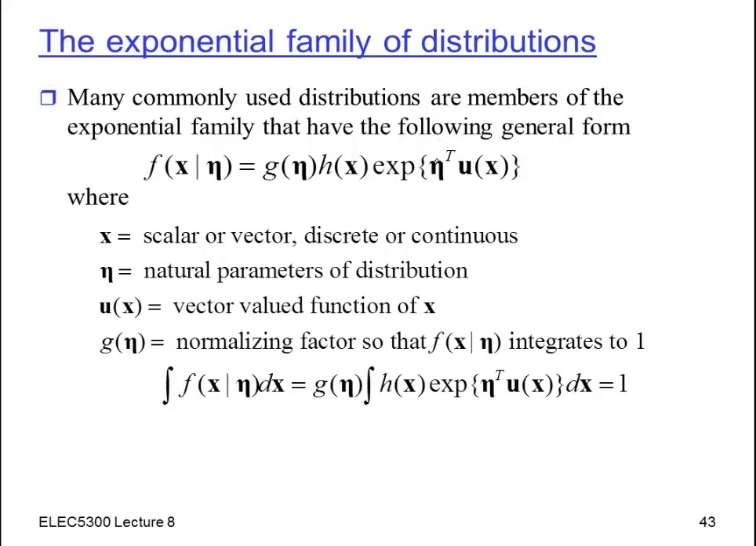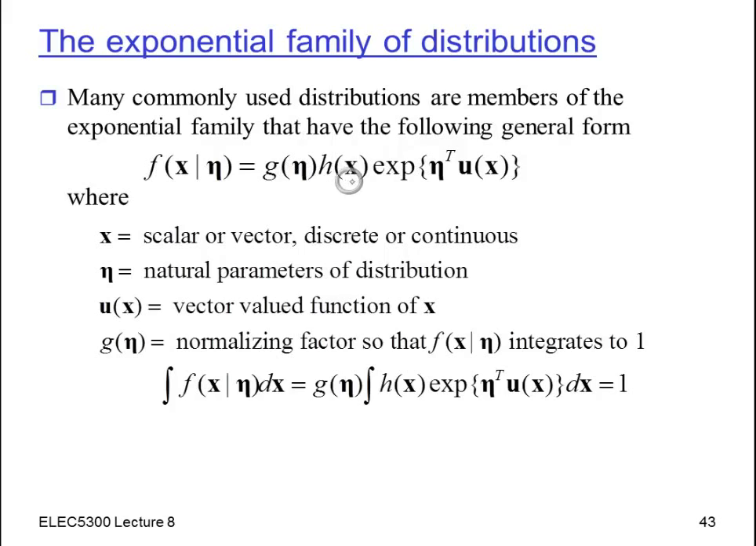The important parameters are these parameters eta here. These are the parameters that determine the shape of the distribution. And so by adjusting this, we change the shape of the distribution. But the natural functional form is determined by these functions u, h, and this final function g here, which is really just a normalizer. What it does is it adjusts the scaling factor so that when I integrate the rest of this function over x, this thing will integrate to 1, and of course the integral of this thing will depend on the eta.